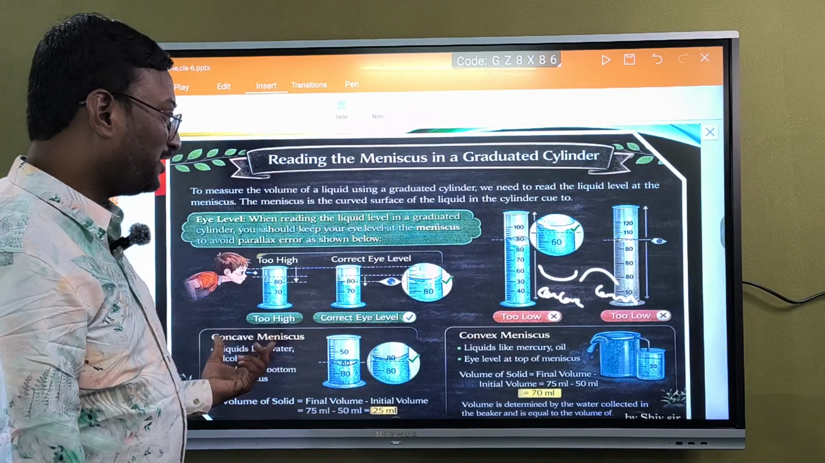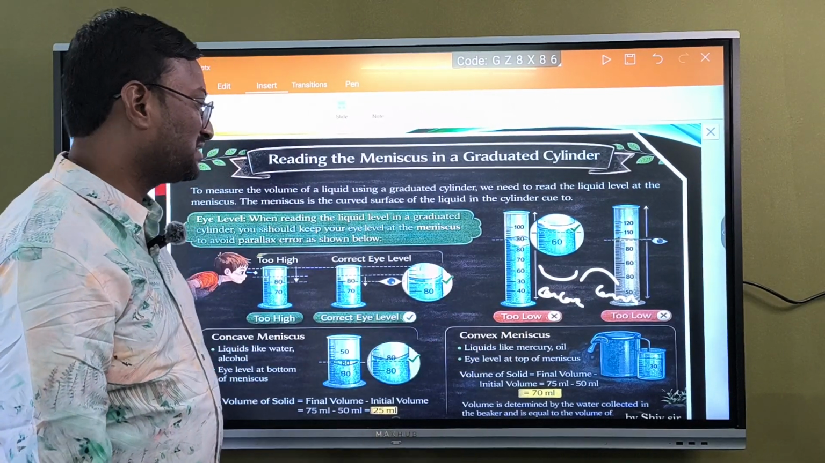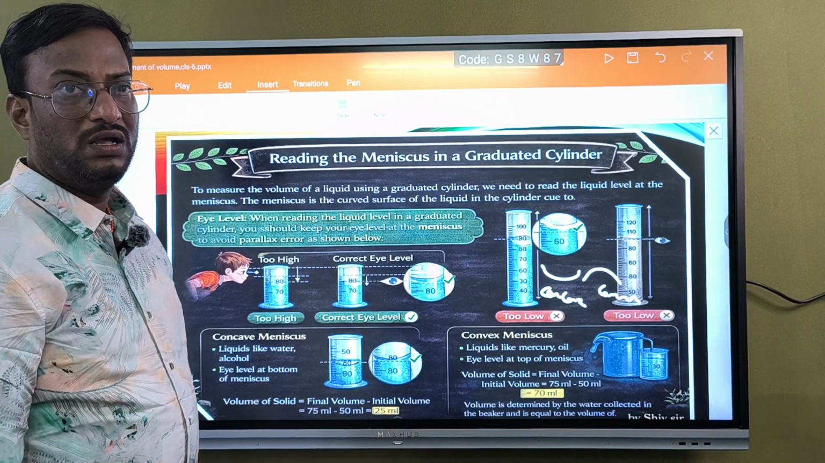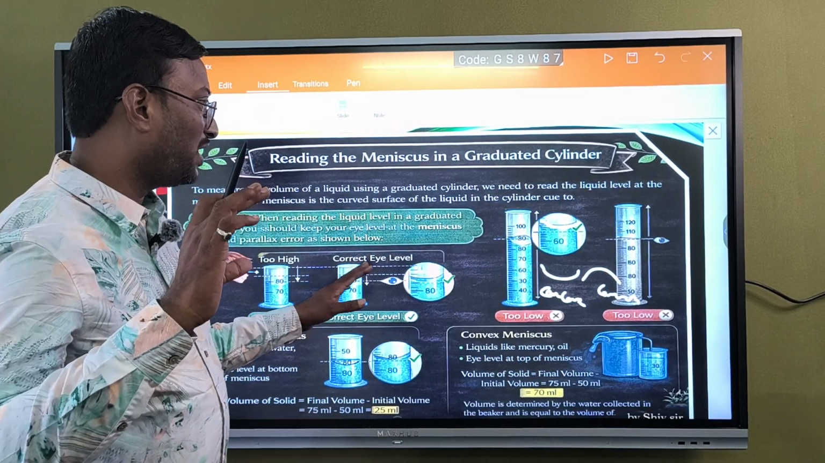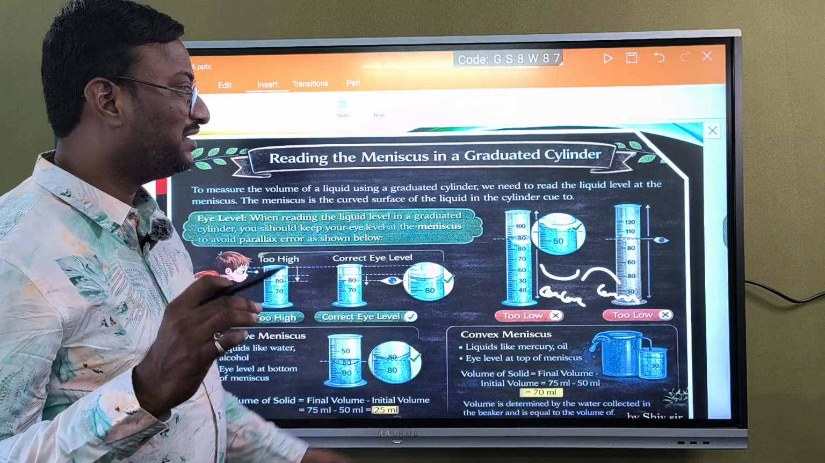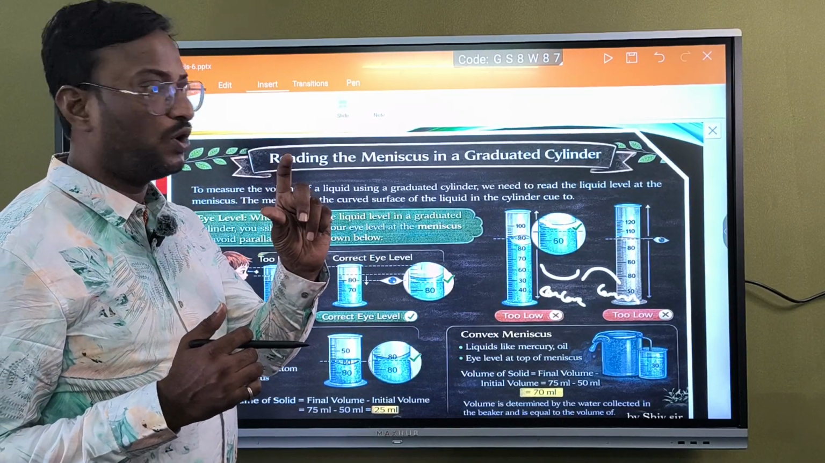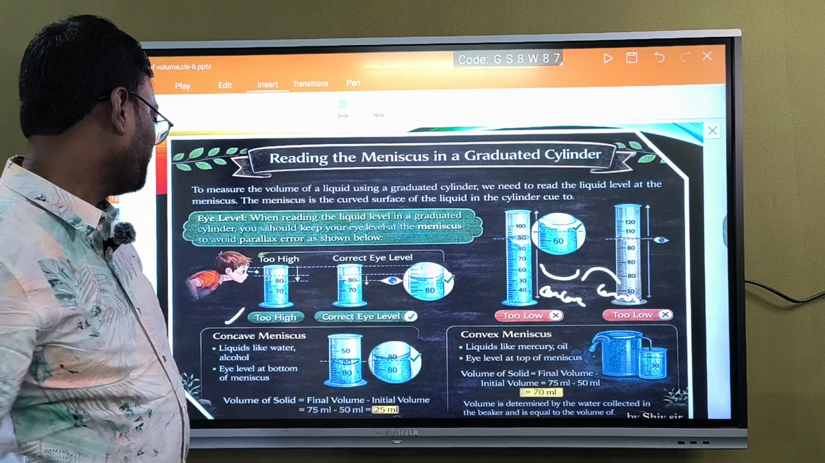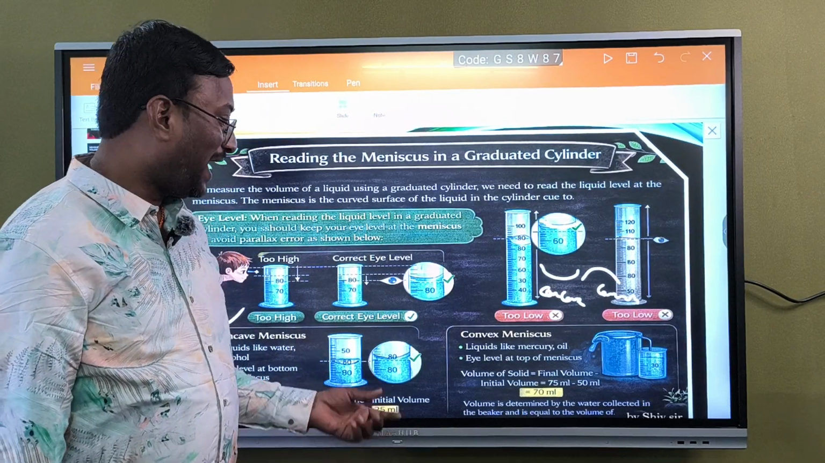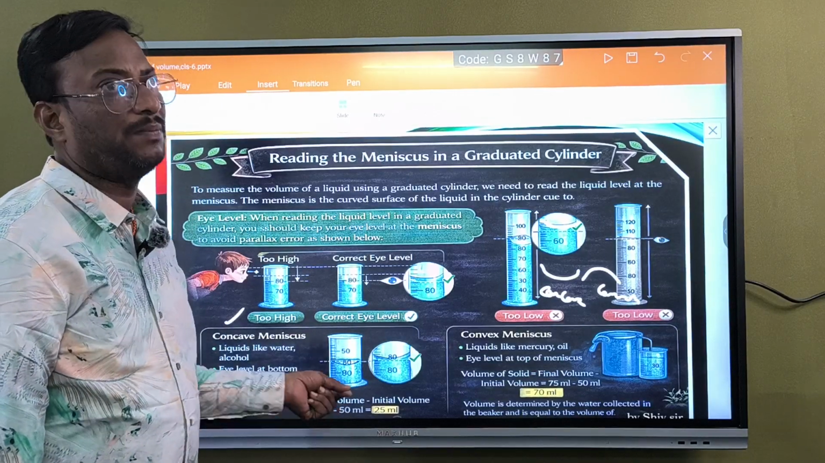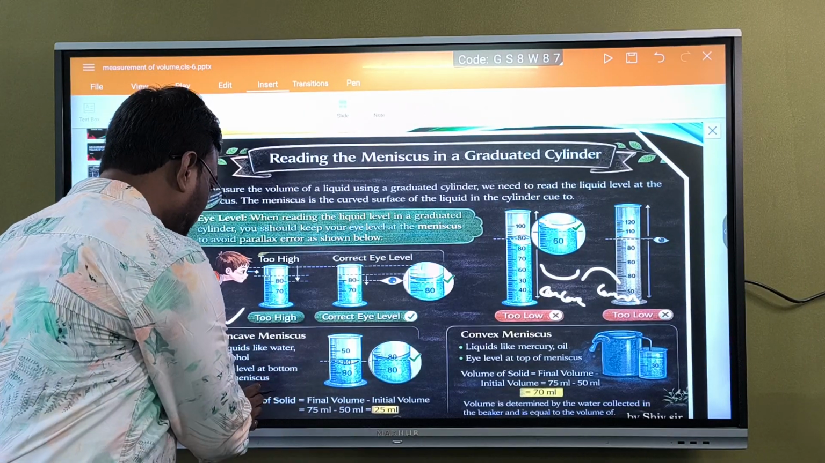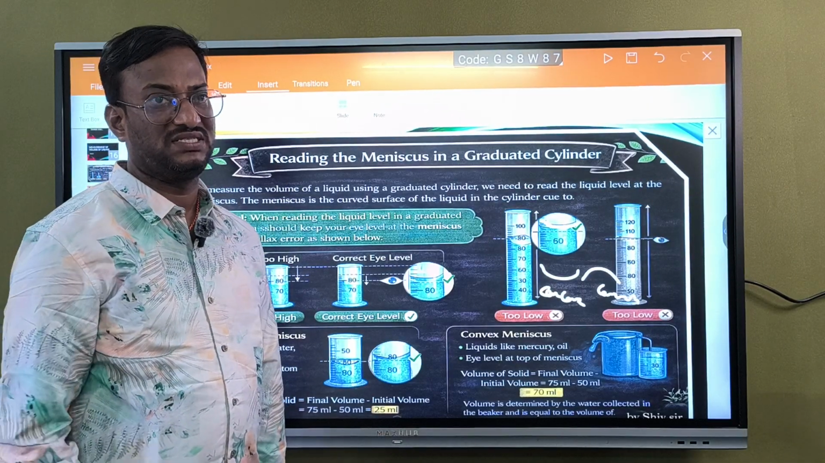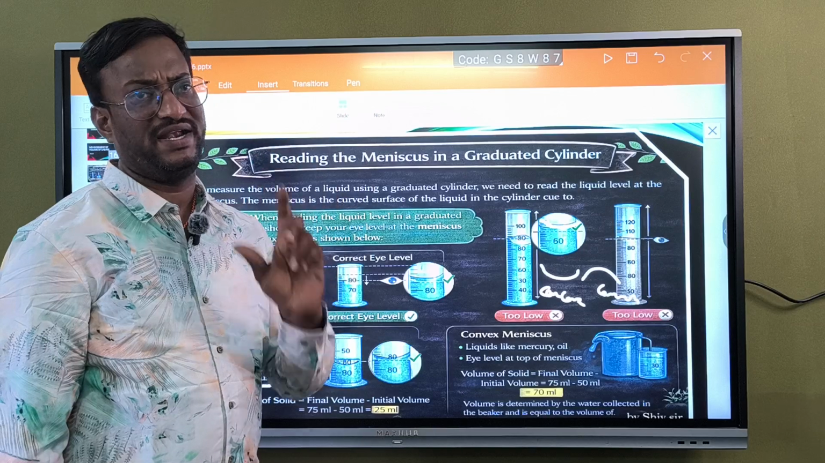Generally, for the concave meniscus and convex meniscus, liquids like water and alcohol, if you pour them in a cylinder and observe, we get the meniscus as concave shape. For that, the eye level should be at the bottom of the meniscus while taking the reading.